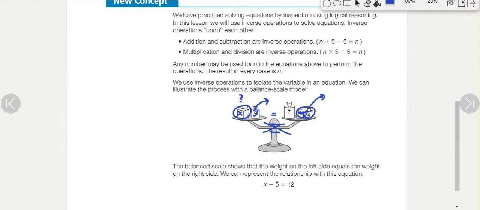Can you tell what that is? Wouldn't it be the same as this? Because the scale is still level and we've removed everything else. That means x must be the same as 7. We have literally a 7 on one side and a 7 on the other. This is the algebraic equation version of what I had up there. An x and then a 5 equaling a total of 12.